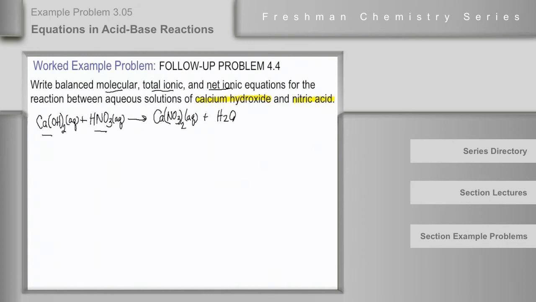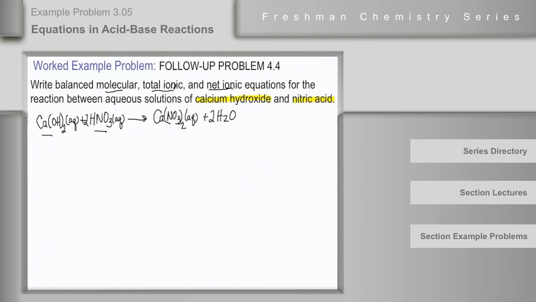Now it isn't balanced yet, so we do need to balance it. Since there are two nitrates in the calcium nitrate, we're going to have to start with 2 nitric acids, and that will in turn produce 2 protons, which will combine with the 2 hydroxide ions to make 2 water molecules. So this is the molecular equation for the neutralization reaction.